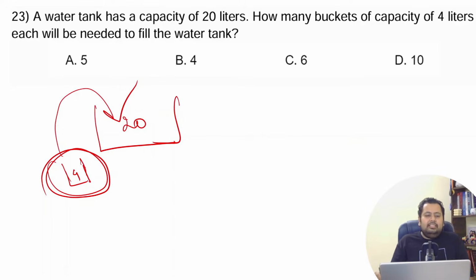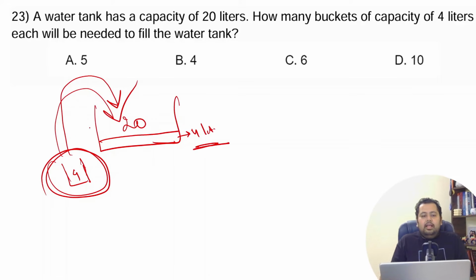Great. I think it's again an easy one. So say for example, you fill the first bucket inside the tank. So you will have 4 liters of water inside the tank, right? Then you fill another bucket. So how much do you have? 4 plus 4 is how much? 8 liters, right? Then another bucket you fill, then you will have 8 plus 4, that is 12, right?